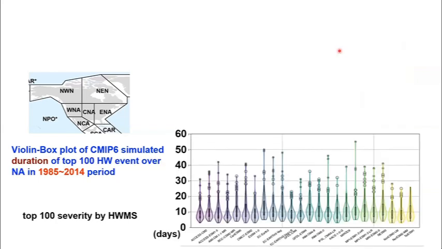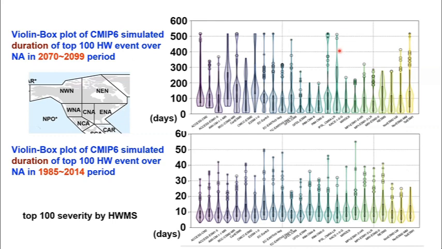And if you look at duration, again, this is the historical run that's reasonable, as I said, compared to the observation, although it tends to be too long. And how about the future? Here is the future. Look at the scale there. It's reaching 500 days.